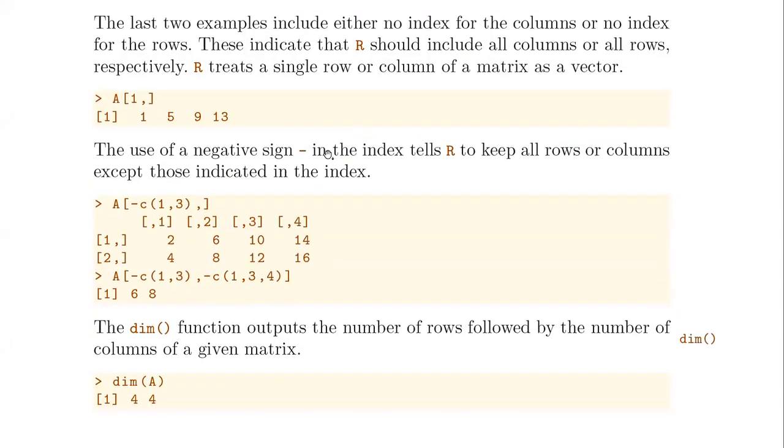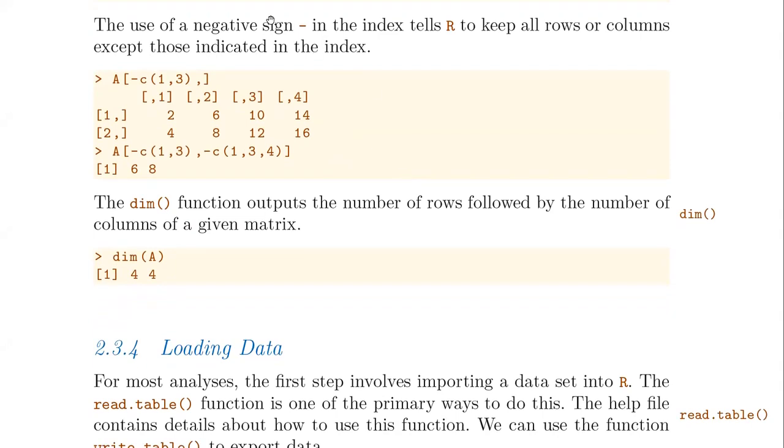The last two examples include either no index for the columns or no index for the rows. These indicate that R should include all columns or rows, respectively. R treats a single row or column of a matrix as a vector, which is similar to what we've just done over here. Now, the negative sign, notice the negative over here.